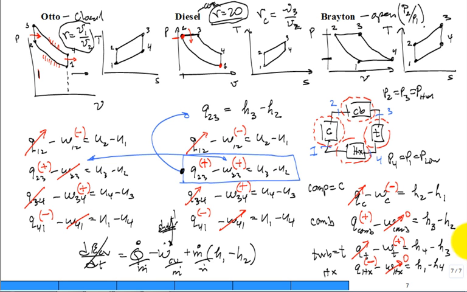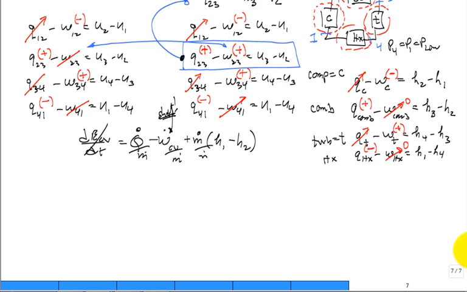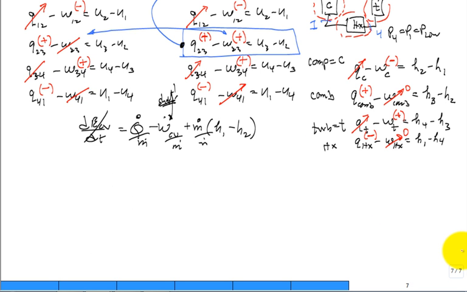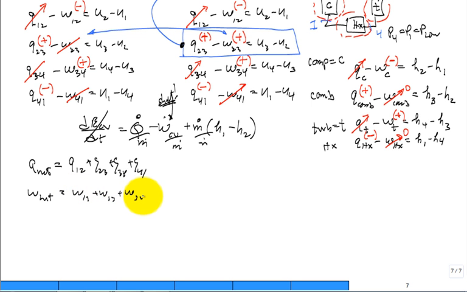I know that this board is really full. I'm going to scoot down a little bit. But now that we have a plan for how to get the W's, what you do for each one of these is think, what is Q net for the Otto cycle? Isn't it Q1-2 plus Q2-3 plus Q3-4 plus Q4-1? And even though 2 of those terms are 0, that's still a good equation. What is W net? The net work is just W1-2 plus W2-3 plus W3-4 plus W4-1, right? Even though 2 of those W's are 0, that's true.